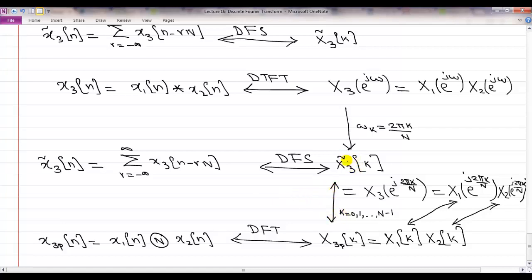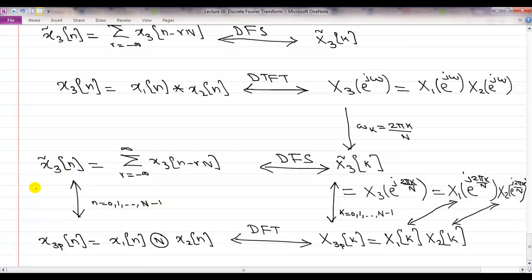I am looking at the discrete Fourier transform. These are my discrete Fourier transform coefficients. These coefficients are given by just one period of some discrete Fourier series coefficients. If that is the case, then in the time domain, the relationship between X3Pn and X3 tilde is that this is just one period of X3 tilde n.